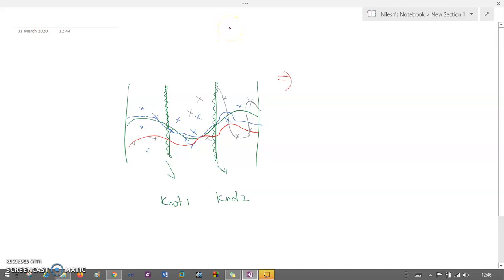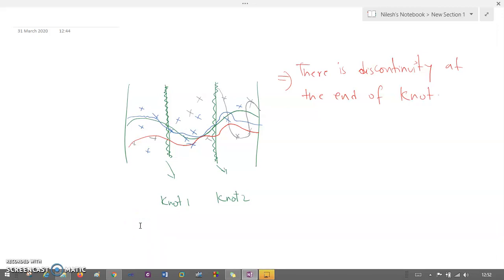At the very end of the nodes, there is no continuity. So I will write there is a discontinuity at the end of the node. So this piecewise polynomial will give you the discontinuity at the very end of the node. So if this is the end of a node, then it gives you a discontinuity here and this discontinuity over here. And I need to remove this discontinuity to give a better result.